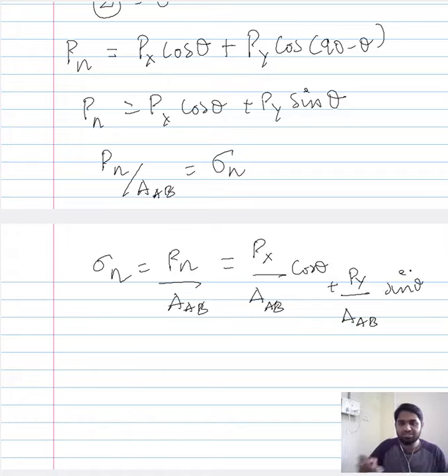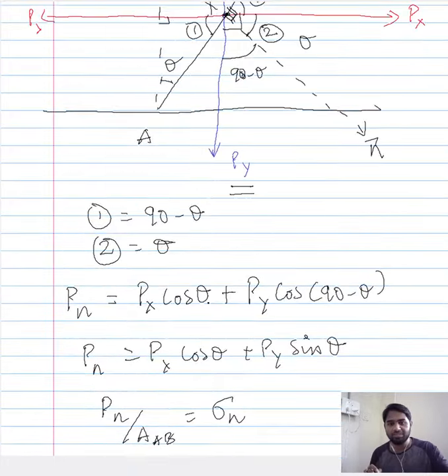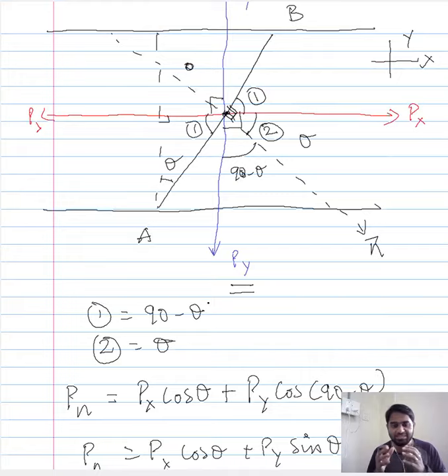So what we have done is we have divided the whole expression by area AB in order to describe not the load acting along the normal direction, but the stress acting along the normal direction, and that is the reason why we have divided each and every load by area AB. Now we have to express this in terms of the stress along the x direction and the stress along the y direction.